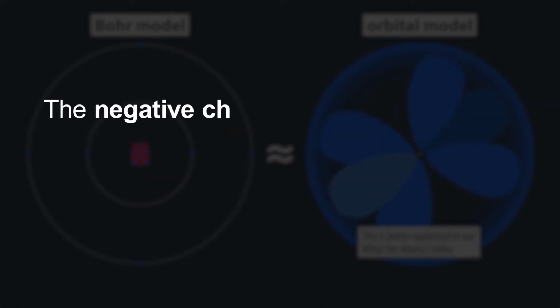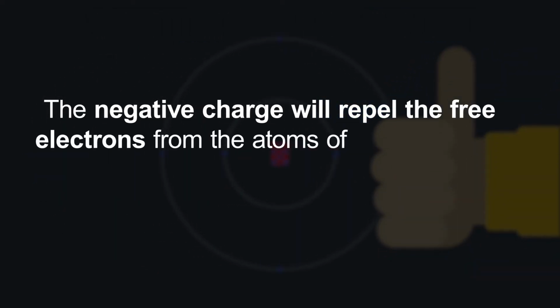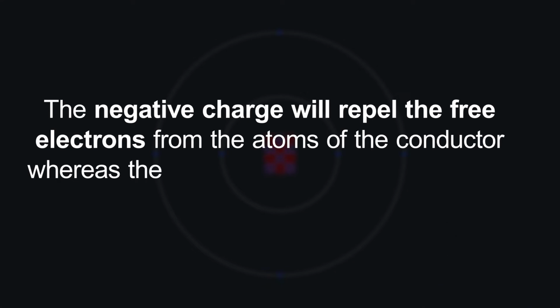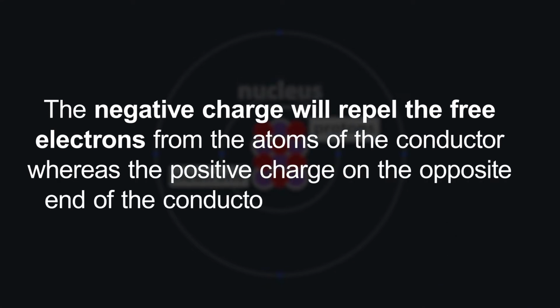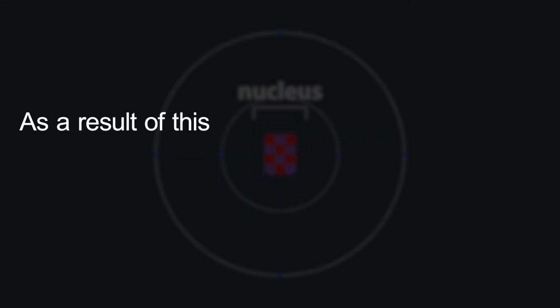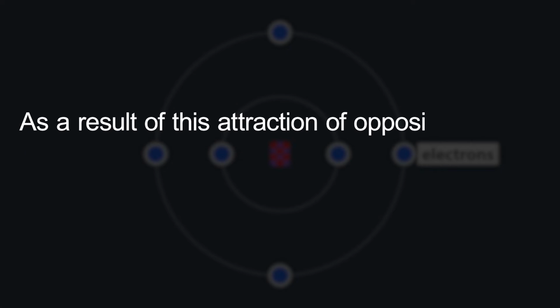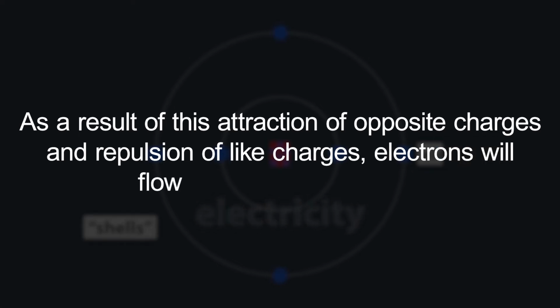The negative charge will repel the free electrons from the atoms of the conductor, whereas the positive charge on the opposite end of the conductor will attract electrons. As a result of this attraction of opposite charges and repulsion of like charges, electrons will flow through the conductor.